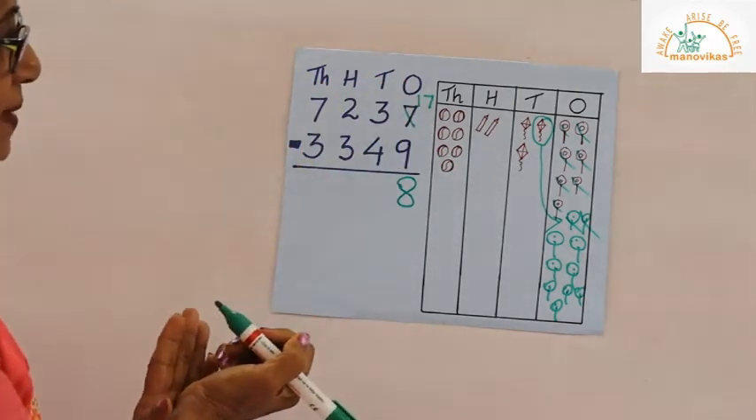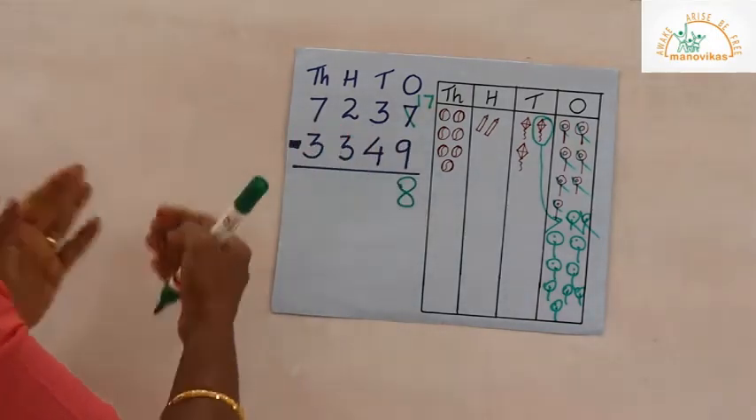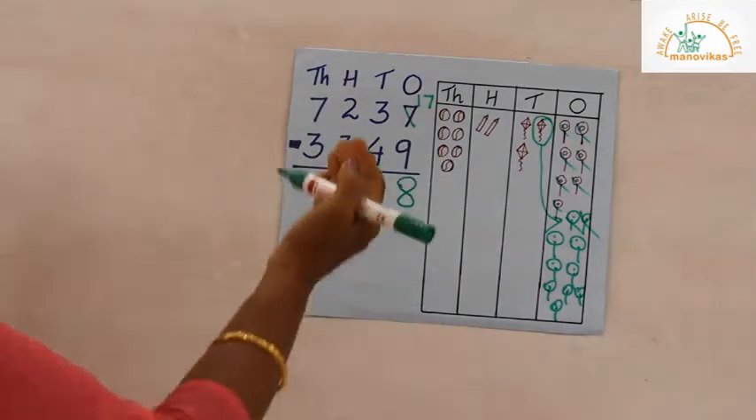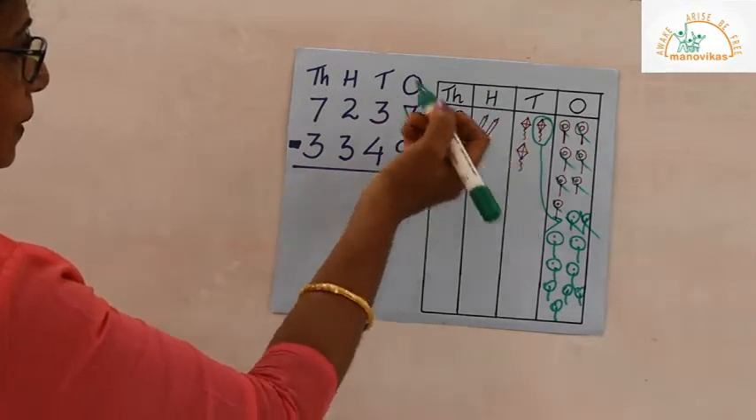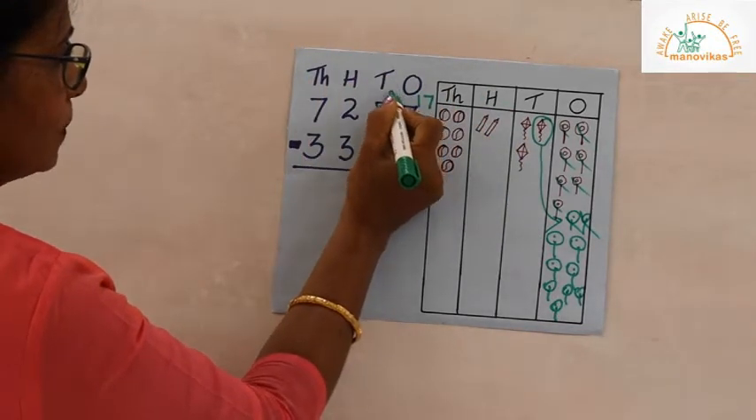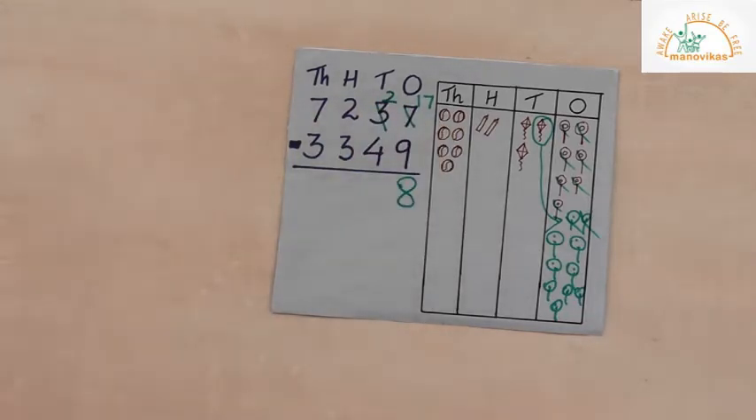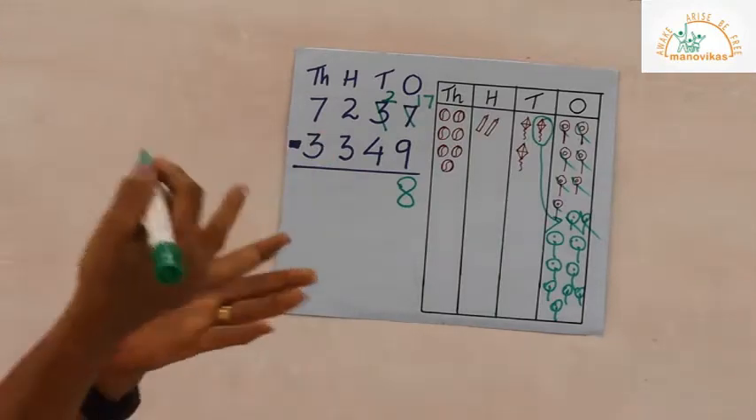In the tens place now, we have number 3. But we have already given 10 ones to the ones place. So when we take away 1 from 3, we get 2. So now we have only 2. So we need to borrow from the hundreds place.